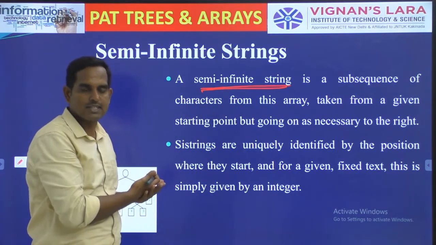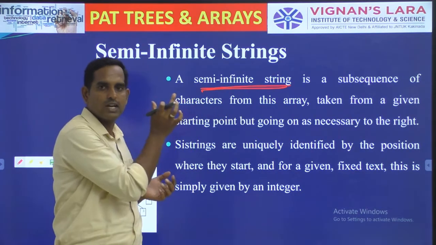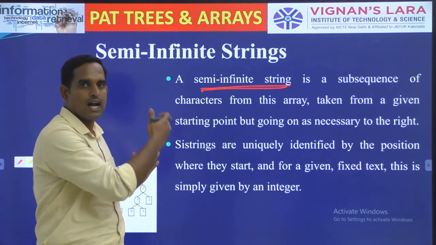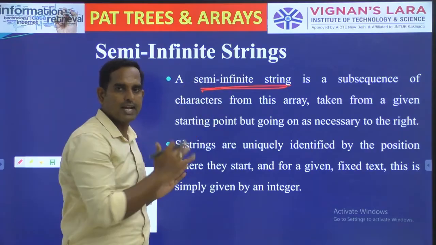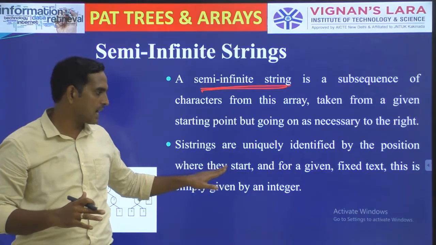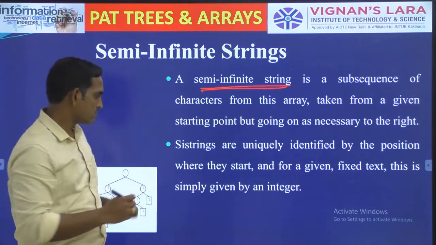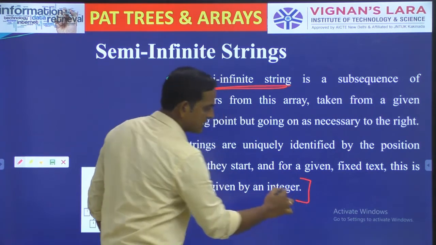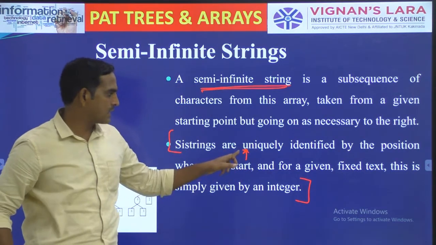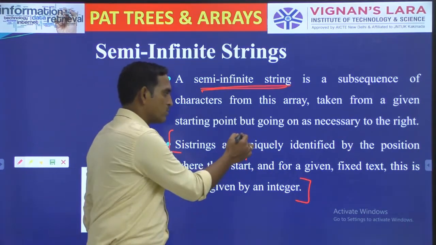That is, you have the text and take a subsequence of the text to get your sistring. The sistring can start at any position in your text and go to any right position until the end of the text. Sistrings are uniquely identified by the position where they start. For a given fixed text, this is simply given by an integer. So it can start at any position and go on until the end of the text, and it is uniquely identified by the position where it starts.